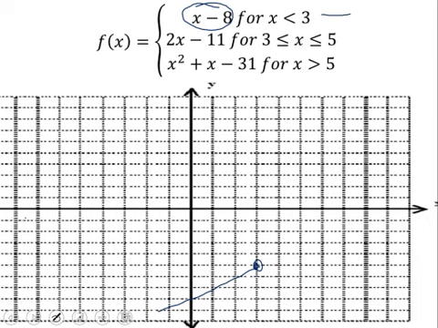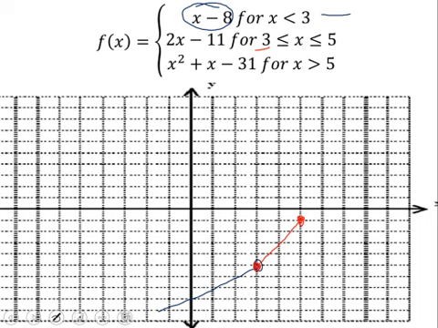Now, let's change colors and do the next one. The next one, we go from 3 to 5. If we plug in a 3, we see that we get the exact same point. So that means it's a good start for us. It's going to be connected. When we plug in a 5, we end up with a negative 1. So 5, negative 1, right there. Then we just connect those. It's also a linear function, so we're just going to draw a straight line again.